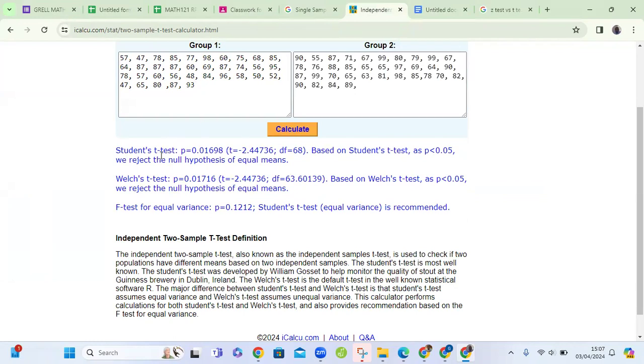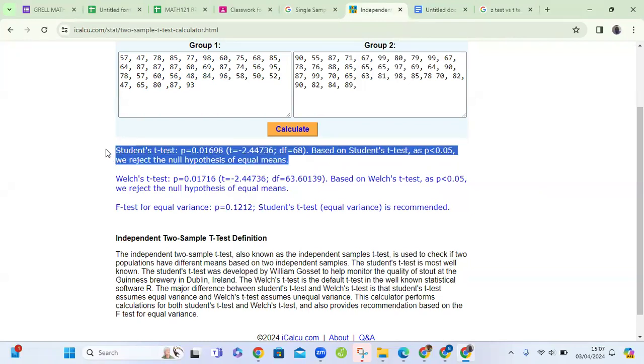And here is the p-value, 0.0168. So we're rejecting the null. So it appears that the means are different. And we're using the Student's t-test. We have the Welch and the F-test options, but we're using the Student's t-test.